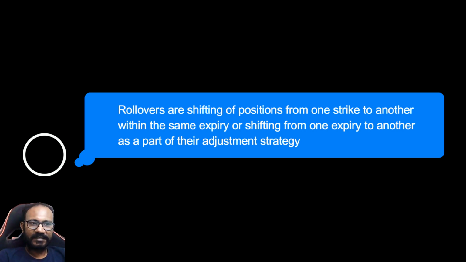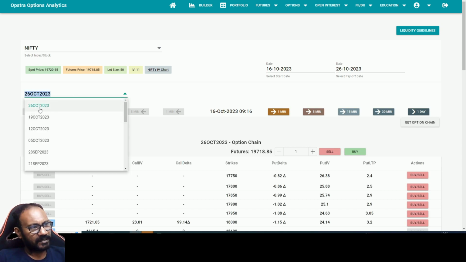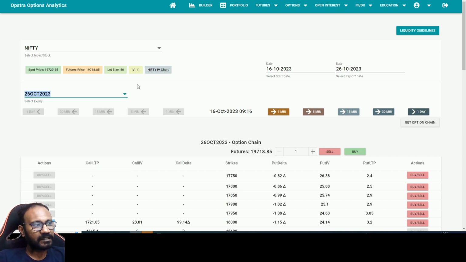In order to understand this, I am going to show you Opstra. Here it is, Opstra. And the last expiry that is available for us to analyze and backtest is 26th of October. So for 26th expiry, let's say that the date is on 16th, 10 days before the expiry, we are trying to create a short straddle. Okay, so let me choose Bank Nifty.